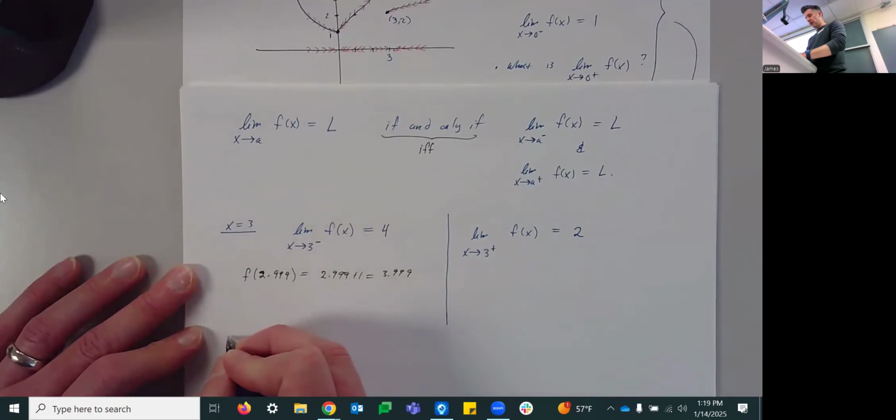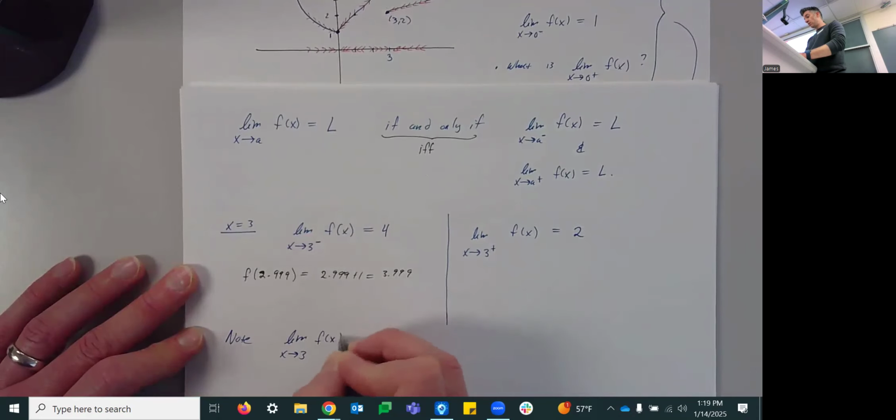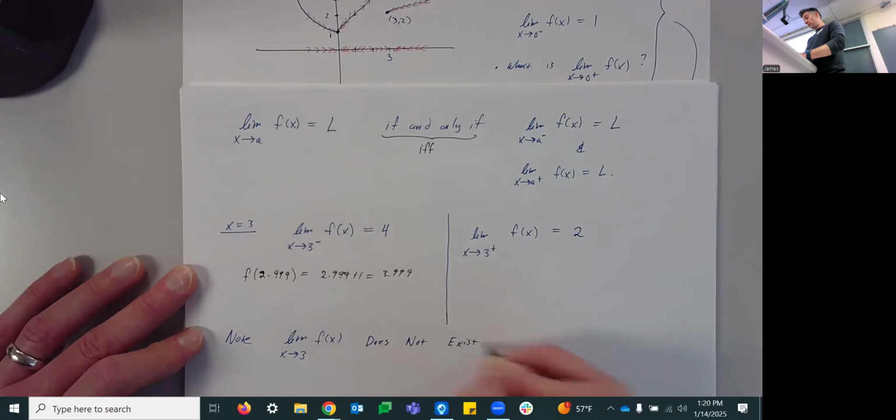So here we would say that the limit as x approaches 3 of f of x does not exist, which we usually abbreviate as DNE. The reason it doesn't exist is because, in this case, the limit from the left and the limit from the right don't match each other.